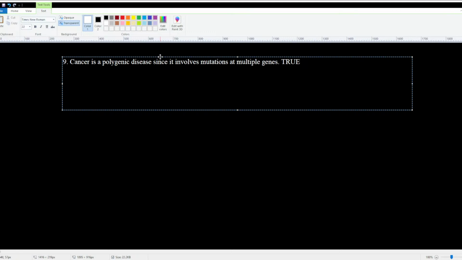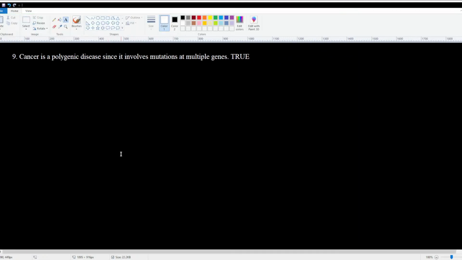Number 9, cancer is a polygenic disease since it involves multiple mutations and multiple genes. That is true. Remember, on Monday, we talked about cancer, right? What a fun topic, right? Who doesn't love cancer? I'm just kidding. Everyone hates cancer. Cancer is the worst thing ever. Cancer is a polygenic disease. That is true. Why is that true?